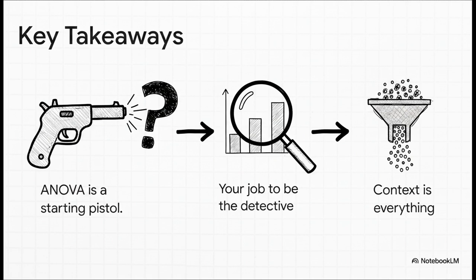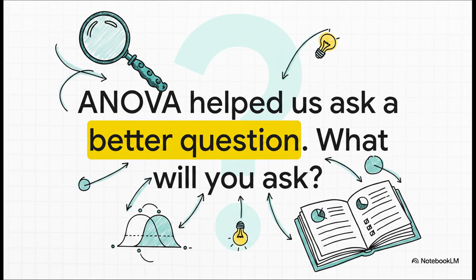And finally, context is everything. The most interesting stories are almost never sitting right on the surface. They're usually hidden just a little deeper, waiting for you to ask the right question. You know, in the end, ANOVA did give us an answer. It told us, yes, there's a relationship, but its real power wasn't in that simple yes. Its power was in pushing us, forcing us to ask a better, smarter question.